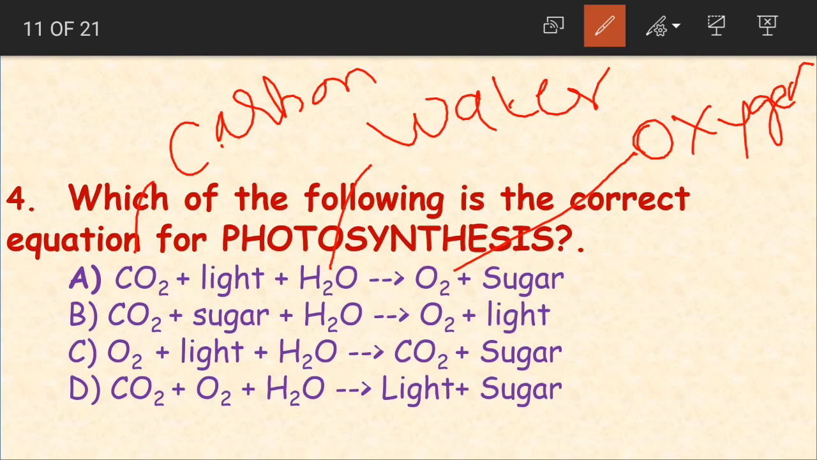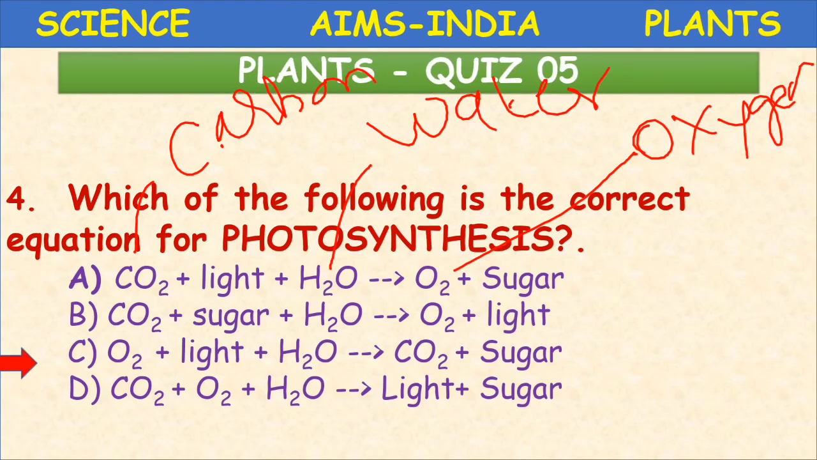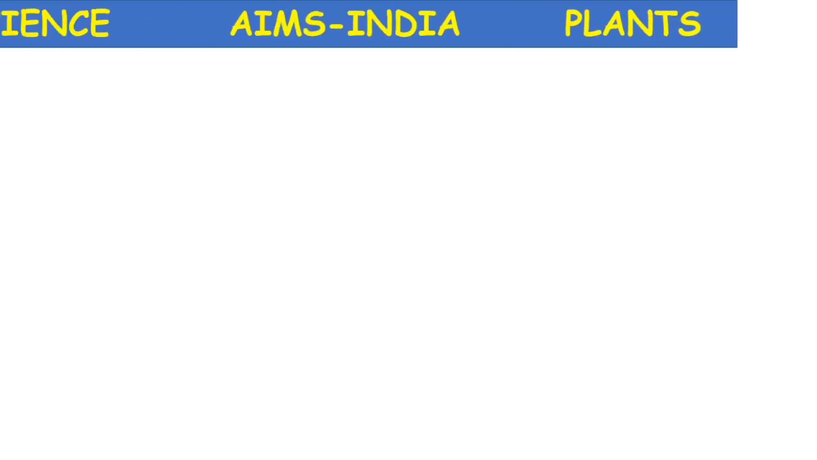Photosynthesis. By this you must be aware of the process of photosynthesis. What is that? A option is the correct answer. Why? Because carbon dioxide plus light plus water is giving the plant oxygen and glucose, that is nothing but sugar. Clear, children? So that is why A option is the correct answer. So you have to remember this CO2, O2, that is nothing but carbon dioxide and oxygen.